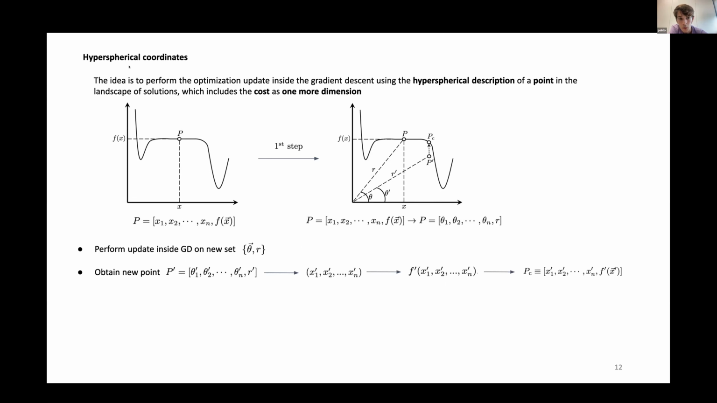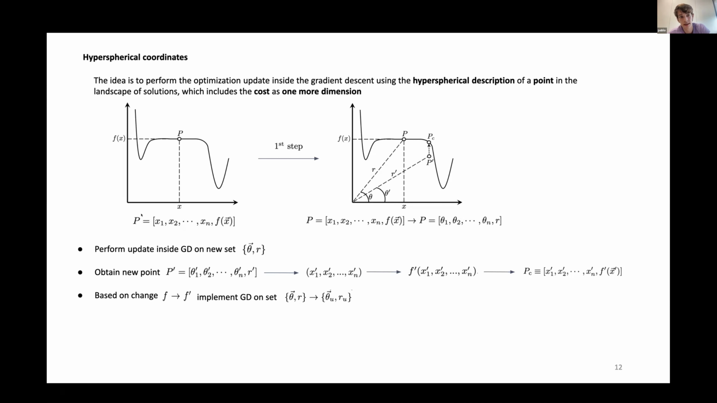You will not be able to move out of this point in Cartesian coordinates, but if you describe it with hyperspherical coordinates, since you are no longer in a direction orthogonal to the cost, you are moving, for example, along this direction, you will be able to change the value of your radius and your hyperspherical variables in order to generate a new f prime, a new updated version of this cost function.